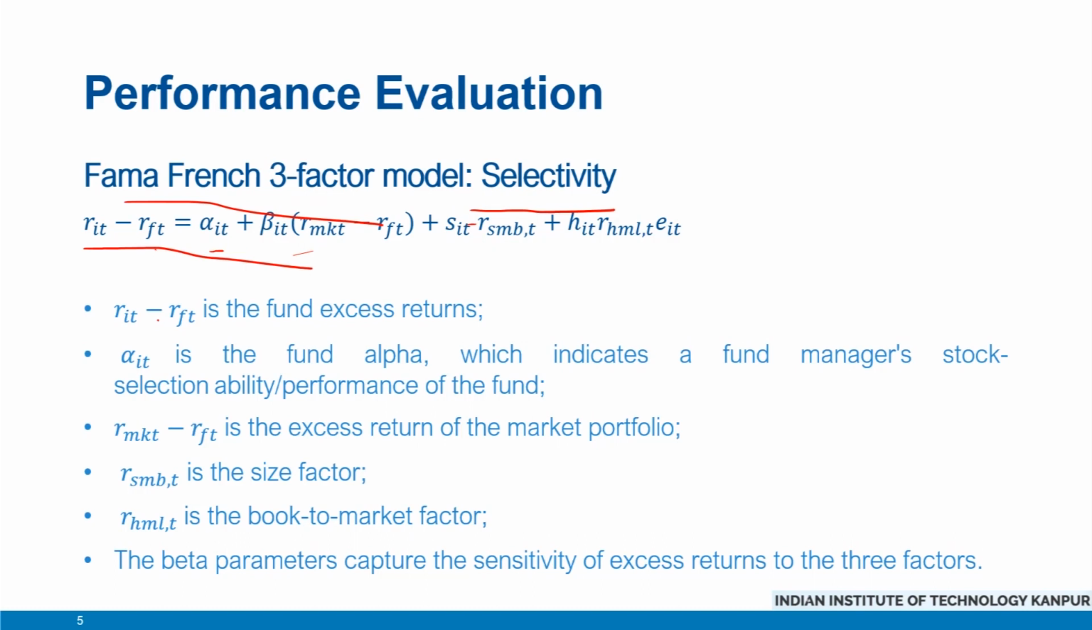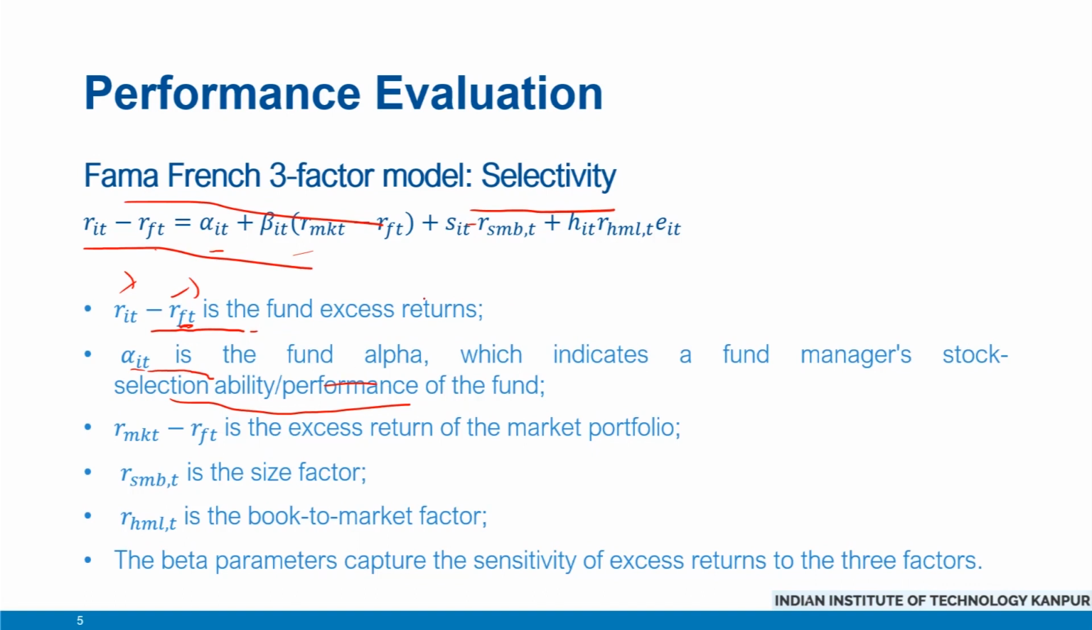Here R_it minus R_ft is the excess fund return, excess over the risk-free rate R_ft, where R_ft is the risk-free rate and R_it is the return on security i, which is the fund. Here alpha_it is the fund alpha, which indicates a fund manager's stock selection ability, which essentially is the performance of the fund as well. That is the ability to choose stocks that are undervalued and short sell stocks that are overvalued, and thus offering greater returns than other investments that are comparable in terms of risk.